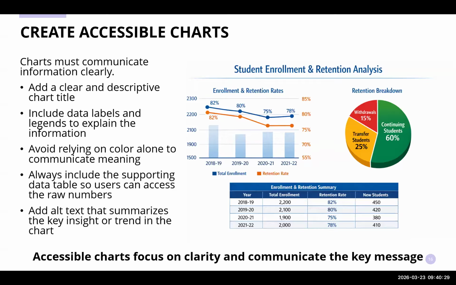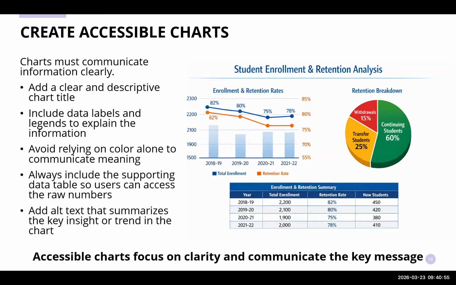Now, some users cannot access the visuals for charts. So having the underlying numbers in a table will ensure that everyone can access the same information that is shown visually. Another thing is alternative text, which is a very key element here. Try to add the alternative text for the chart that summarizes the key insight or the trend.